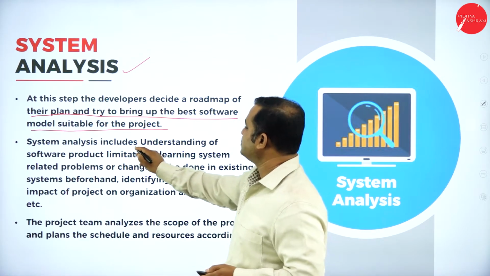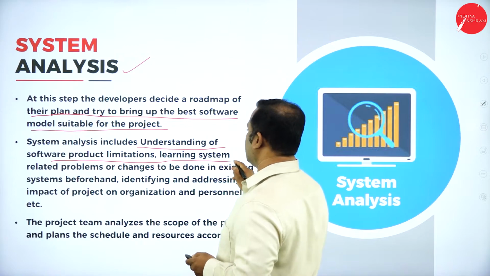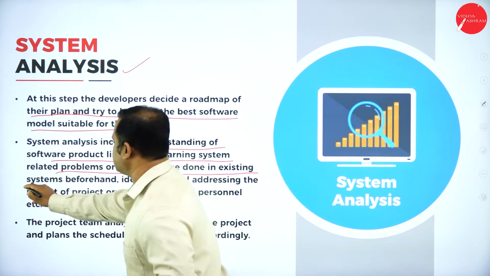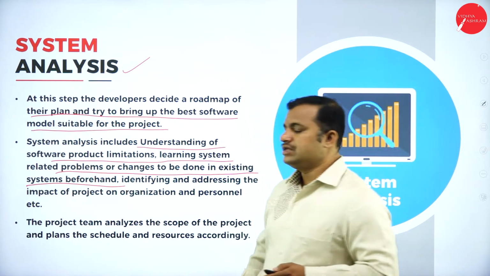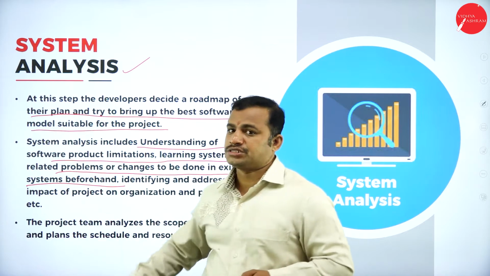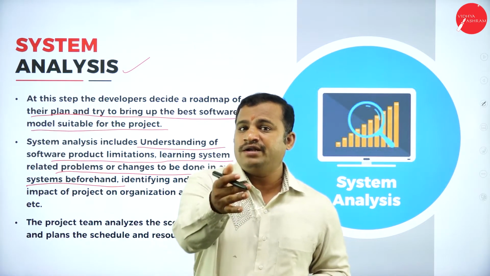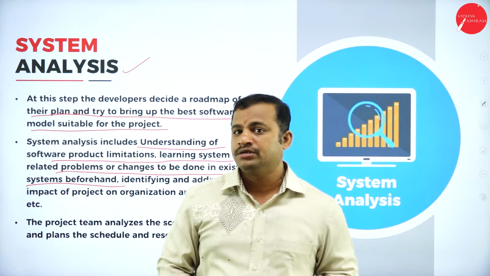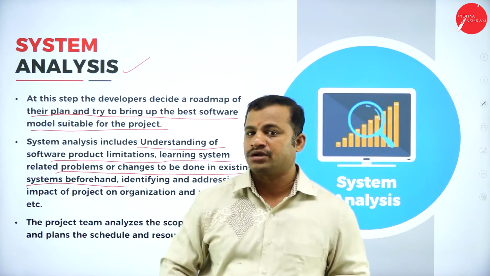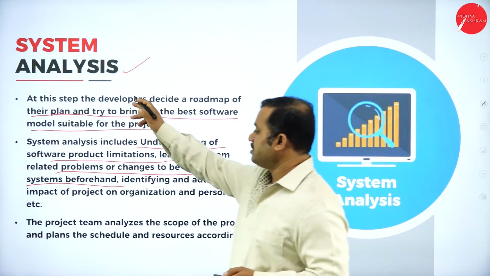Then system analysis includes understanding of software product limitations, learning system-related problems, and changes done in the existing system beforehand. That means understanding the software product limitations. What is the drawback of that software product? What is the advantage of using that software product when it is delivered to the client or to the user? All those things are analyzed. That is called system analysis.